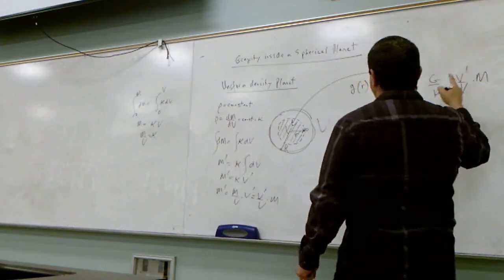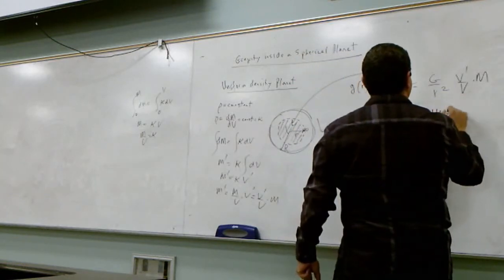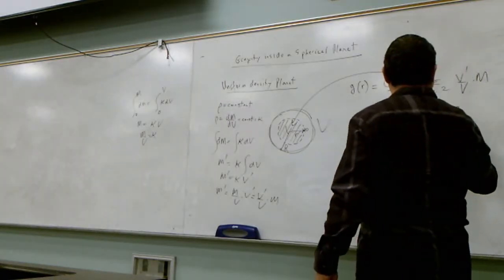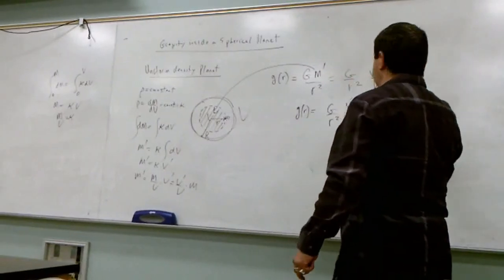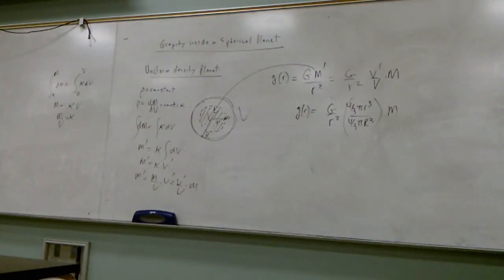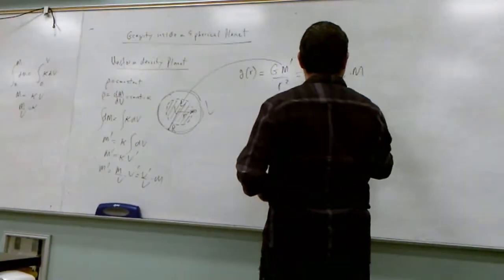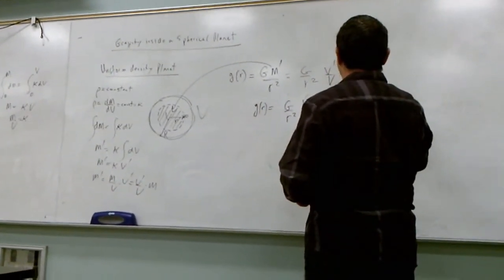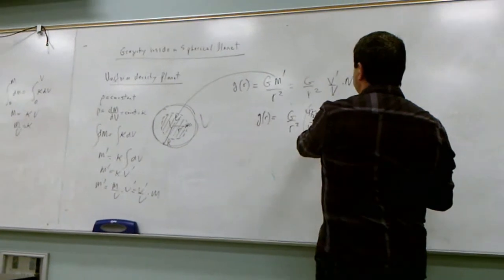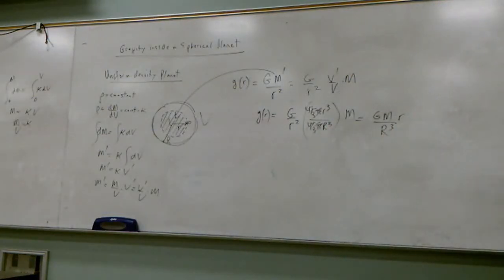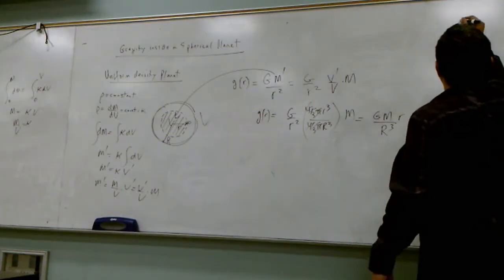g of r is equal to G over r squared. The volume that's inside of here is going to be 4/3 pi r cubed, over the total volume of the sphere, which is 4/3 pi big R cubed. Now you're going to cancel the 4/3 pi. Then you have G M, and of r squared and r cubed, one cancels, so you just get r over R cubed. So this gives you the gravitational field inside of a uniformly dense planet or uniformly dense star.